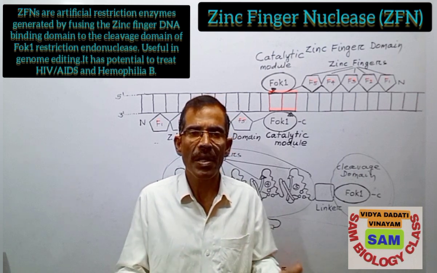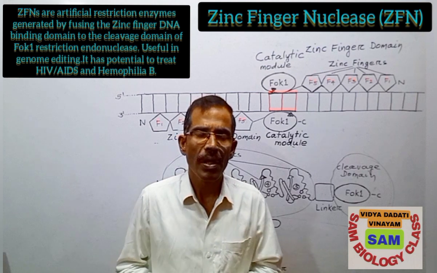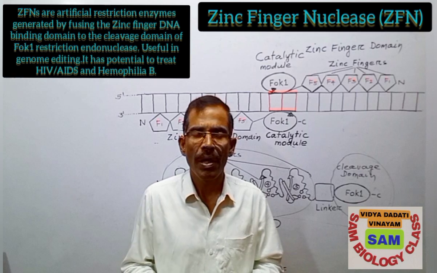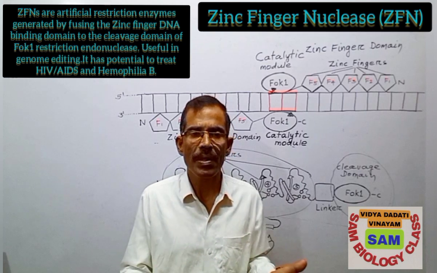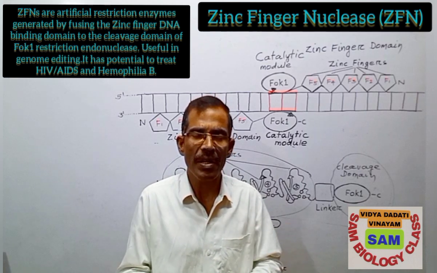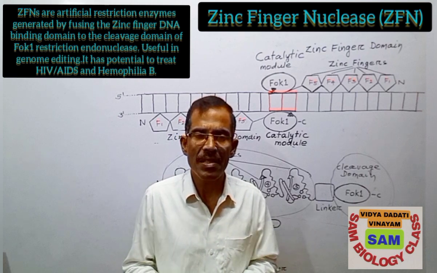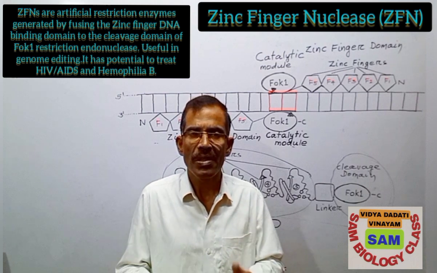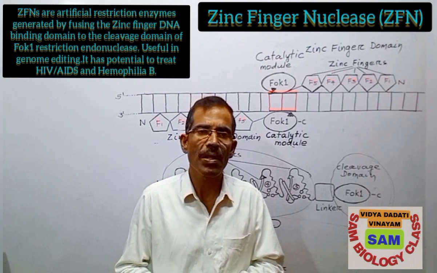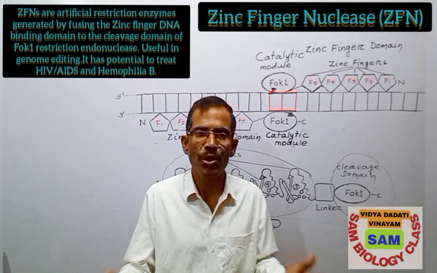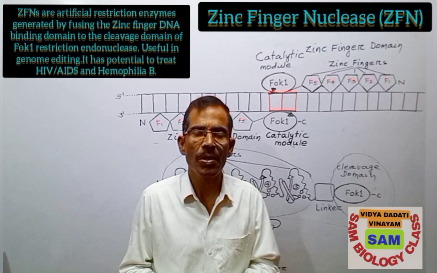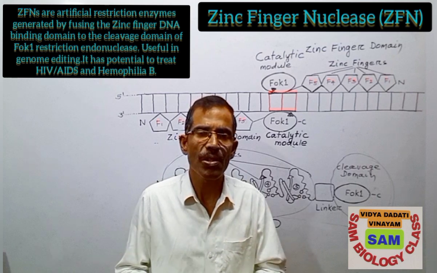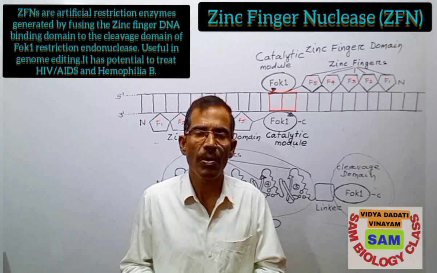the ongoing clinical trials based on zinc finger nuclease mediated knockout of the HIV-1 co-receptor CCR5 to treat HIV and AIDS, and another ongoing trial which is based on site-specific integration of the factor 9 gene into the albumin locus in order to treat hemophilia B. So friends, this is all about zinc finger nuclease.